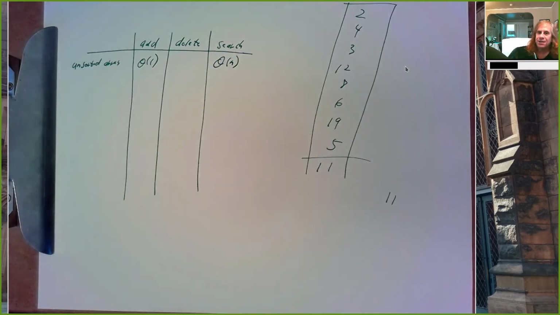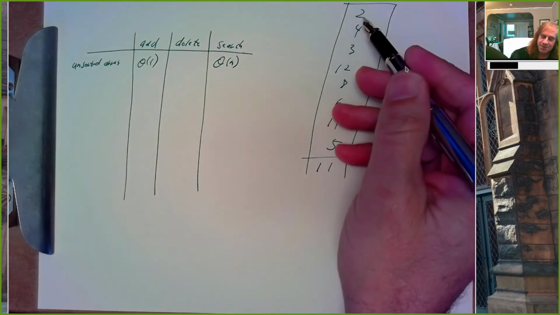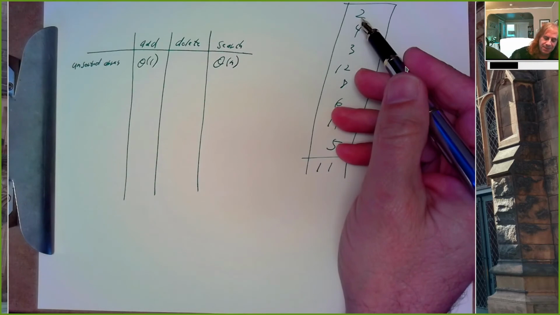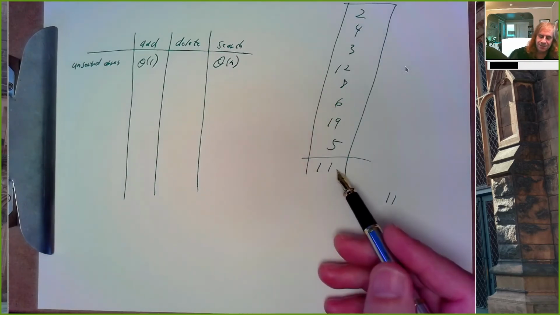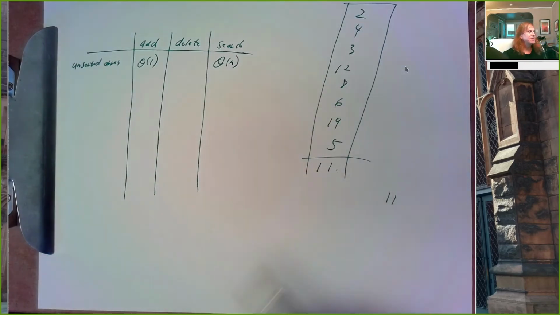Now I might get lucky and I'm trying to search for a 2 and hey, it's the first thing in my list. I might get unlucky and be searching for an 11 or searching for something that's not on my list and I have to go through all n. So average would be n over 2, but remember order n over 2 is the same as order n. So this is linear for search. And then deletion is pretty much going to be n operations.